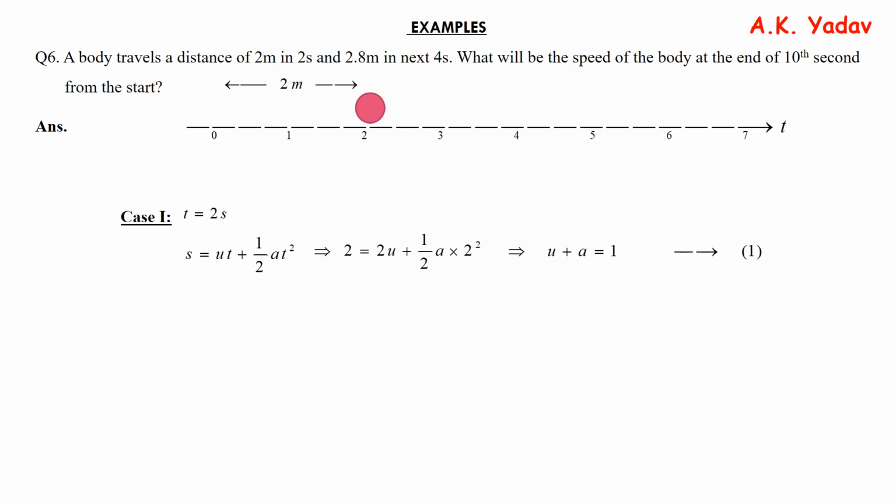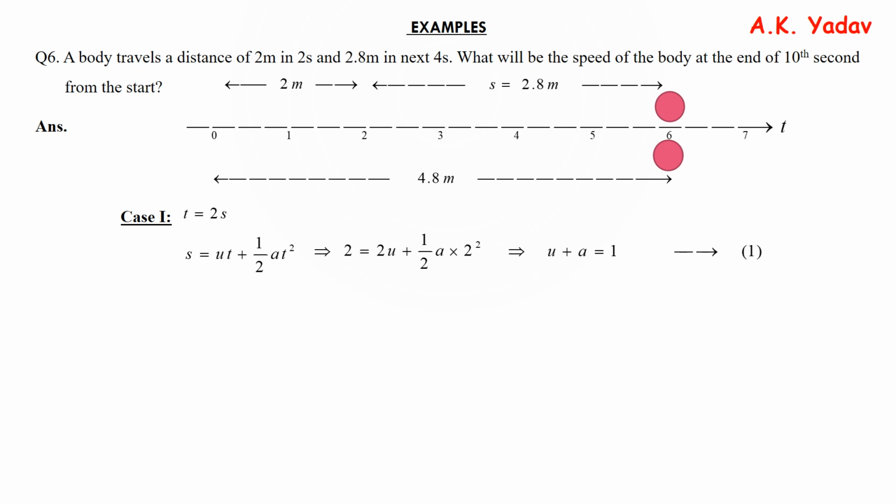We name this as equation number 1. Okay, now in the next 4 seconds, it covered 2.8 meters. So what about from the beginning? From the beginning, it covered 4.8 meters in 6 seconds. So t is 6 seconds, s is 4.8 meters. Let us again put the values in.